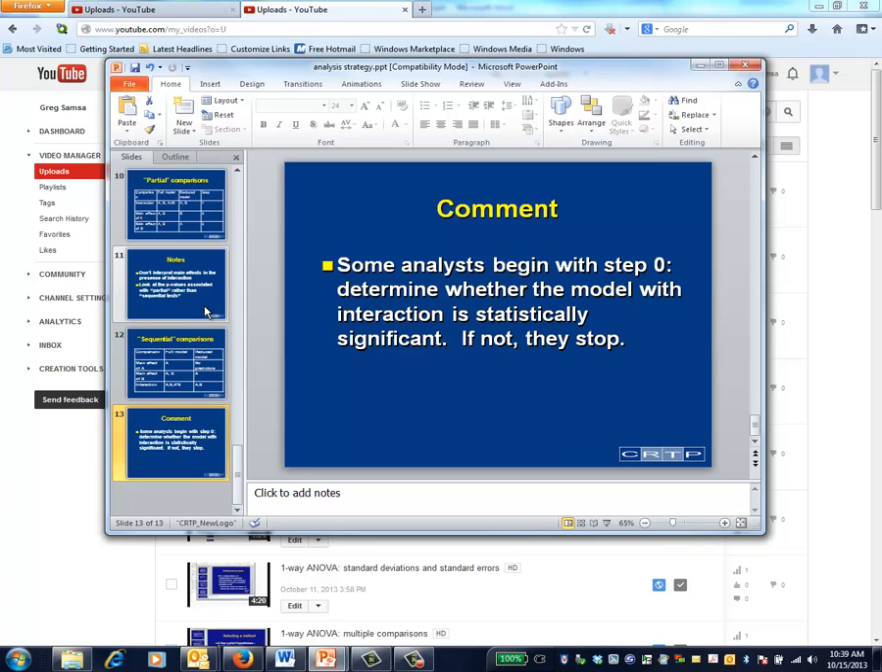Some analysts begin a two-way ANOVA with a test of whether the most detailed possible model, that is, the one with effects for factor A, factor B, and an interaction between the two, has any predictive capability at all. If this test is non-significant, they stop. Other analysts don't perform this initial assessment. For now, all I'll do is mention that analysts disagree about this question, defer further discussion until we consider algorithms for variable selection.